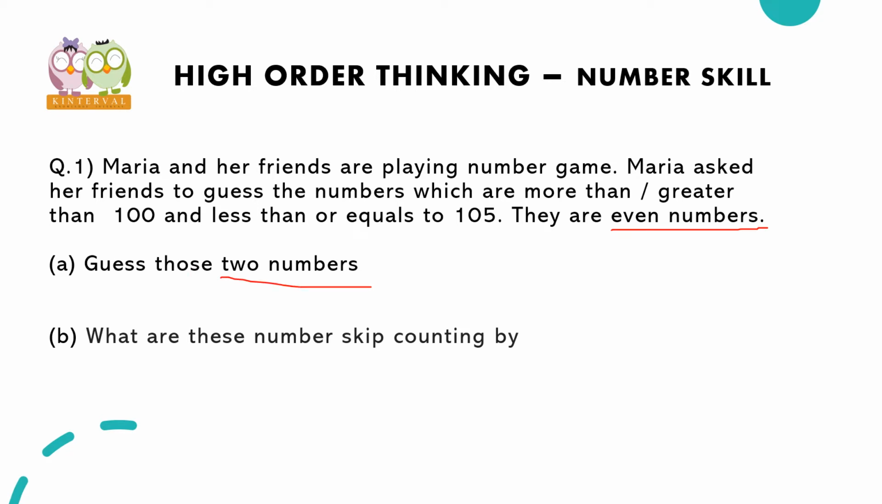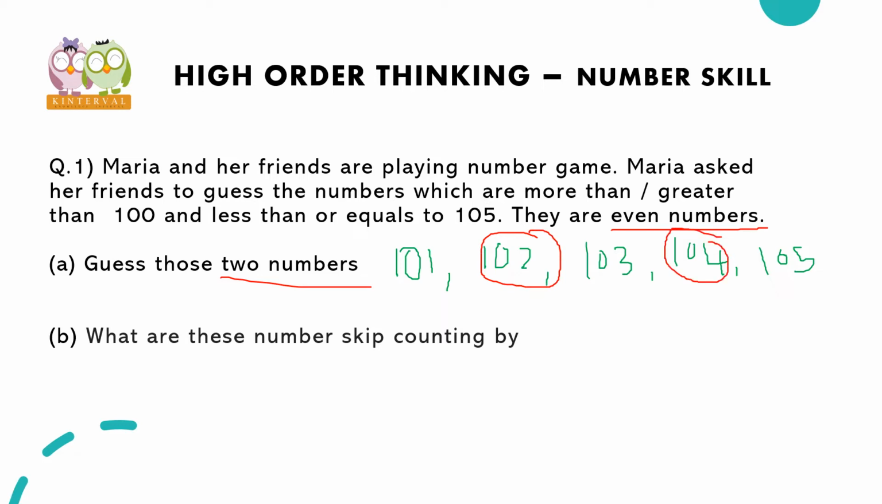So we will start writing the numbers lying between 100 and 105: 101, 102, 103, 104 and 105. From this, the two even numbers are 102 and 104. So that is the answer. What are these numbers skip counting by? These numbers are skip counting by 2. From 102 to 104, it is a skip counting of 2.